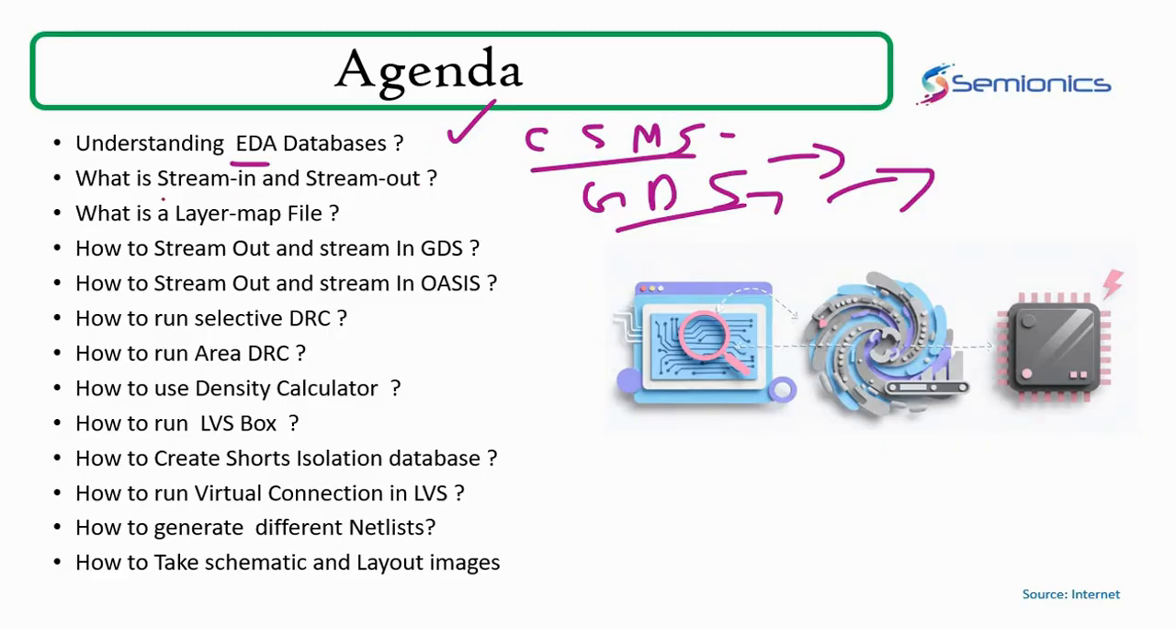And you might have come across these terms called stream in and stream out. So what exactly does it mean when we say stream in and stream out? What is happening? Is it just the same GDS which is hopping from tool to tool, or is there any intermediate change of database, change of language happening when you're trying to dump a GDS or load the file into the tool? Let's understand what exactly is happening over there.